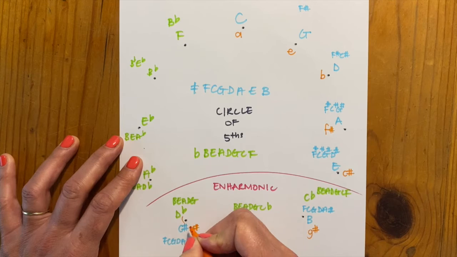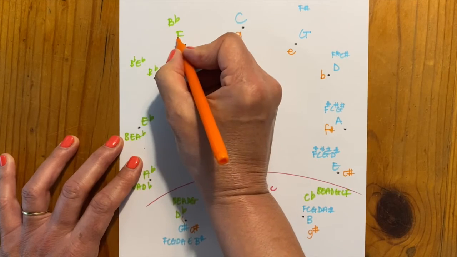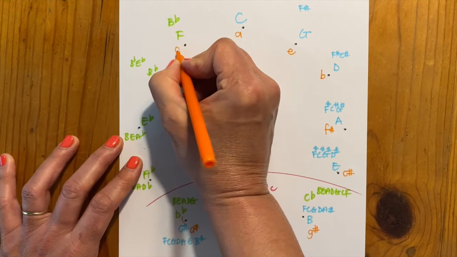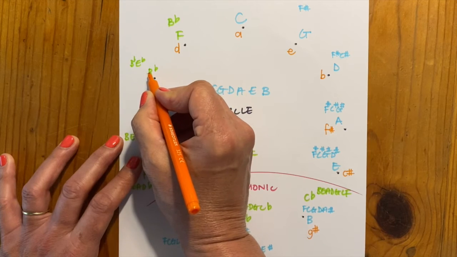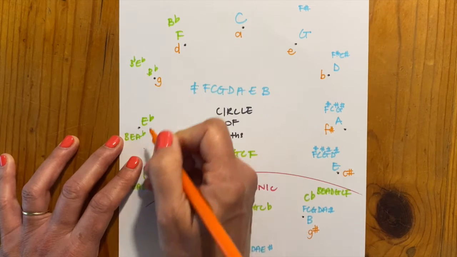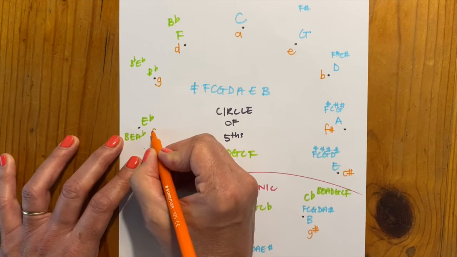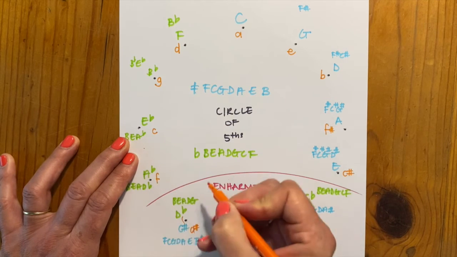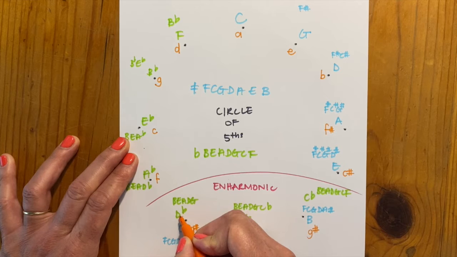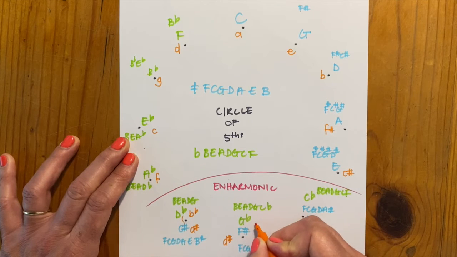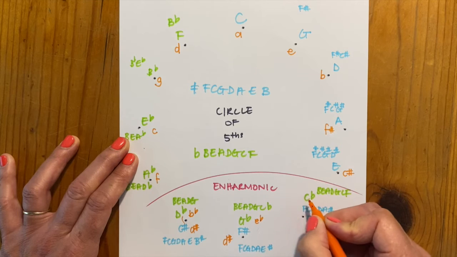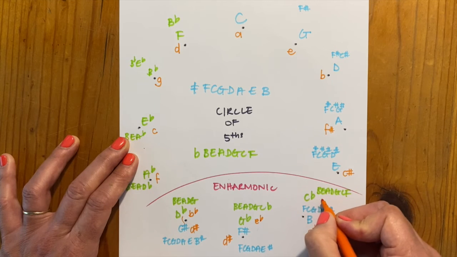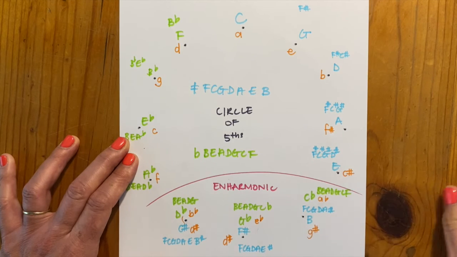A sharp minor. And the flats, F major partners up with D minor, B flat major with G minor, E flat major with C minor, A flat major with F minor, D flat major with B flat minor, G flat major with E flat minor, and C flat major with A flat minor.